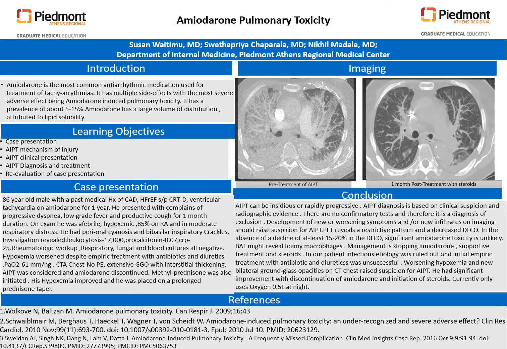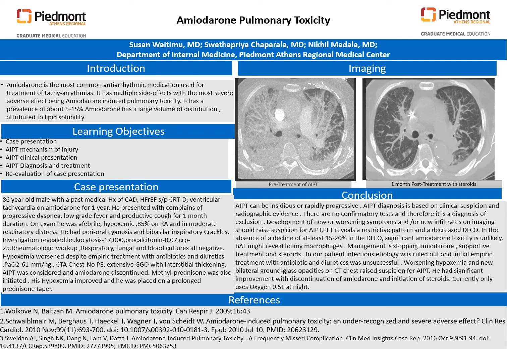On exam, he was afebrile, hypoxemic with saturations of 85% on room air and in moderate respiratory distress. He had perioral cyanosis and bibasilar inspiratory crackles. Investigations revealed a leukocytosis of 17,000. Procal was normal and a slightly elevated CRP of 25. Rheumatologic workup and infectious workup was all negative.